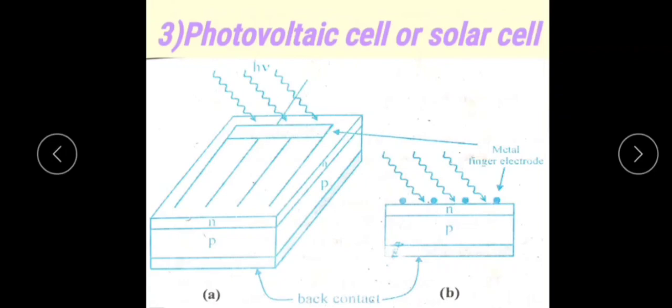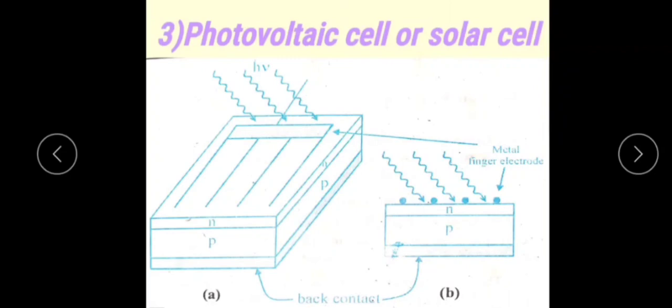Second step is separation. Due to the electric field of the depletion region, these electrons are swept to the n side and holes are swept to the p side. So these electron hole pairs are separated. Finally, the collection step. Last step is collection. The electrons reaching the n side are collected at the front contact and holes reaching the p side are collected at the back contact.